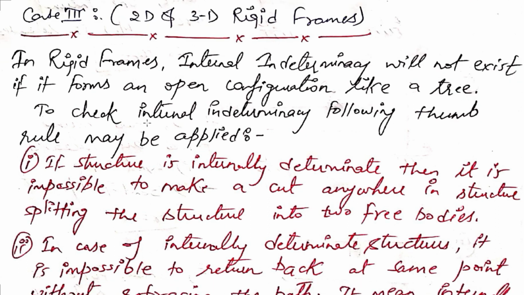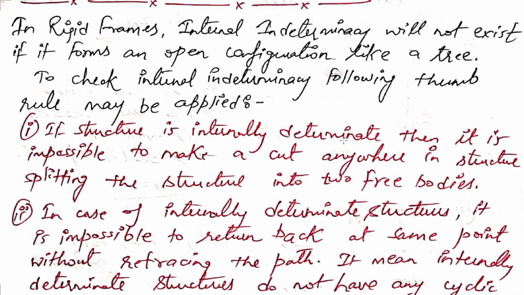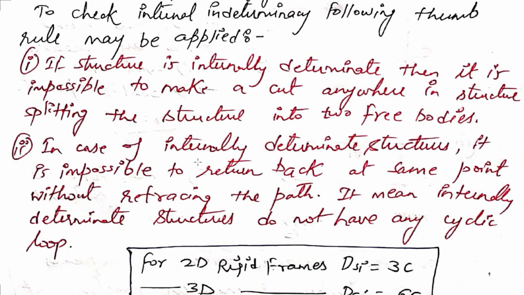What is the thumb rule? If a structure is internally determinate, then it is impossible to make a cut anywhere in the structure, splitting the structure into two free bodies. And the second condition is, in case of internally determinate structures, it is impossible to return to the same point without retracing the path. It means internally determinate structures do not have any cyclic loop.